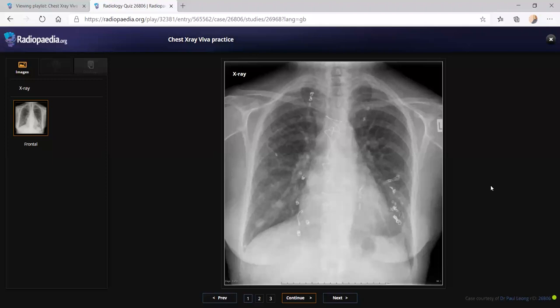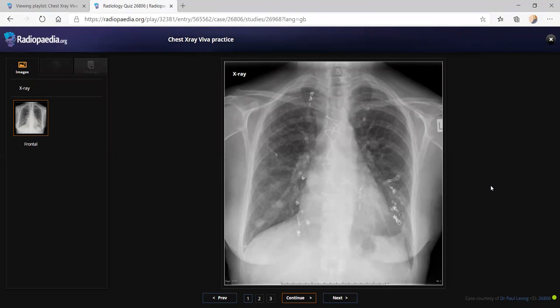I can identify there are some metallic clips which are seen on either side of the lungs. So these might be related to previous surgical intervention, so I would like to correlate with the history available. And in addition to that, I can see there are a few nodules in the right lower zone, which appear suspicious to me.